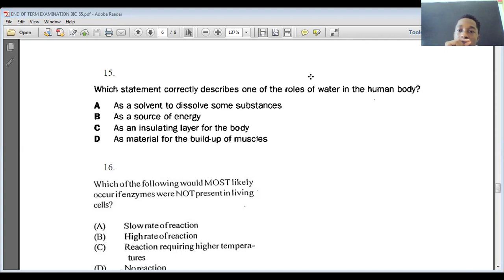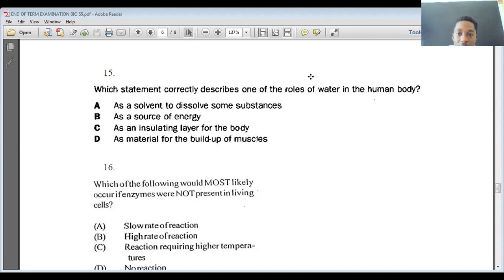Water does not provide any source of energy at all. If you drink 10 bottles of water, you don't feel energetic. What it does is that it basically allows you to rest easier, but it doesn't act as a source of energy for you. Fat provides a source of energy. Protein provides a source of energy. Carbohydrate provides a source of energy. Different food molecules, but not water at all. Water doesn't have any nutritional content. It is not an insulating layer, and it does not help as a material to build up muscles. All right, so the answer is A.